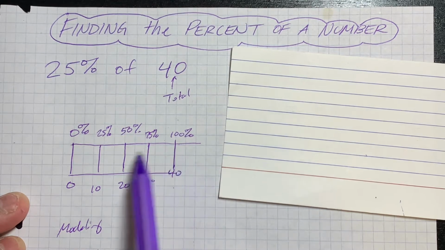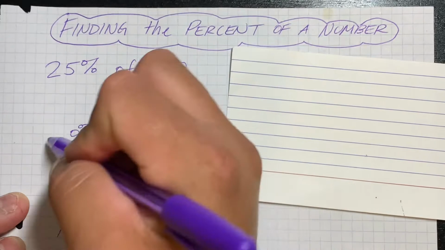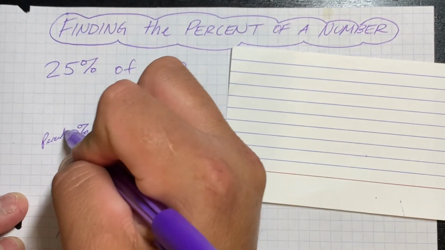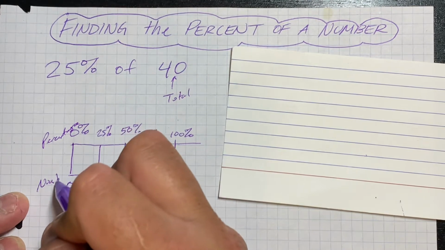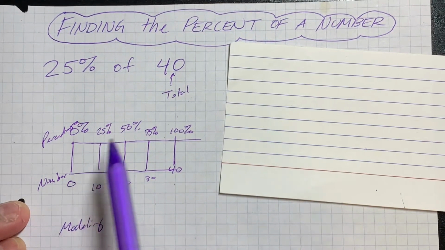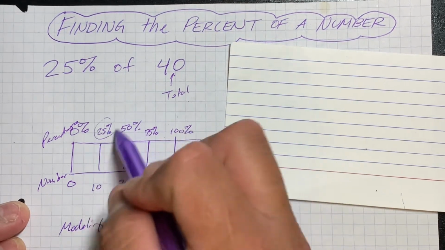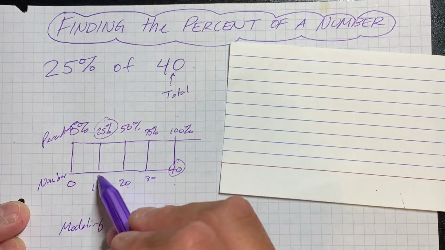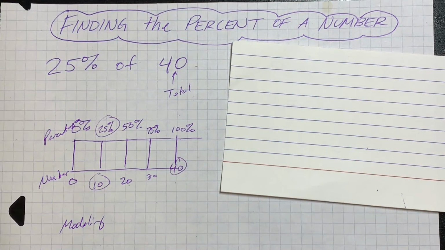So again, we're comparing two different numbers. The first one is all about percentages, and the bottom number is just a number. So we're comparing percents to numbers as a ratio. And again, here's 40, 100%. 25% of 40 is 10. So we're going to equal 10. So that's what we do when we model it using a double number line.